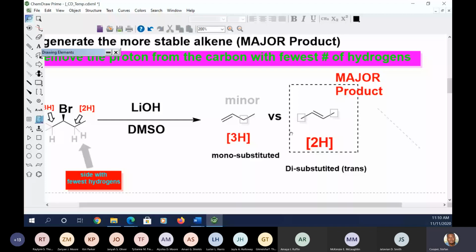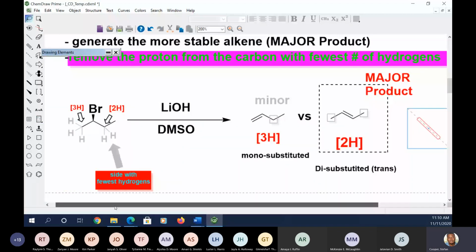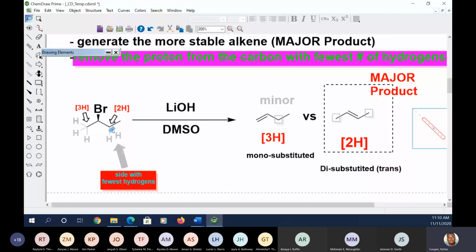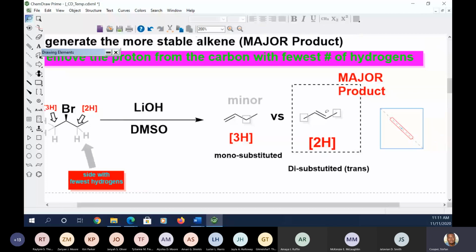Okay, good. So if I go back and look at this problem one more time, if I now select to remove an H from the carbon that had a total of 2 hydrogens, right? I would generate this alkene. And if I look at it closely, I would realize that this alkene is a di-substituted alkene. So now I have a choice between a mono-substituted or a di-substituted alkene, right? Which one is more stable?